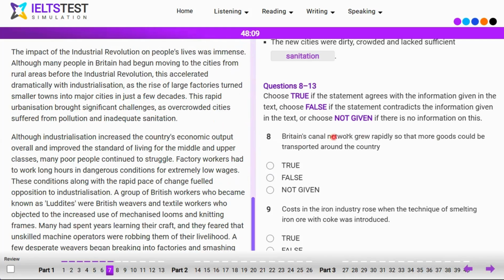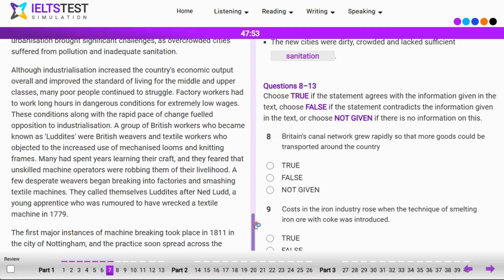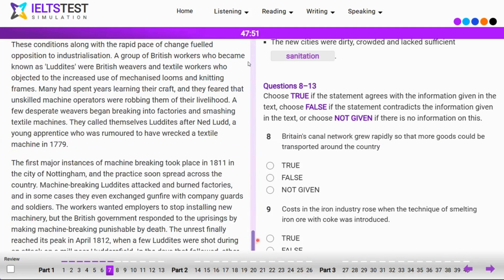Canal network is a keyword for me here. Then more goods transported. Britain. So look at it here. Industrialization increased the country's economic output. Factory workers had long hours. This condition fueled opposition to industrialization. I don't think the answer is going to be here. Let me go back to the beginning.